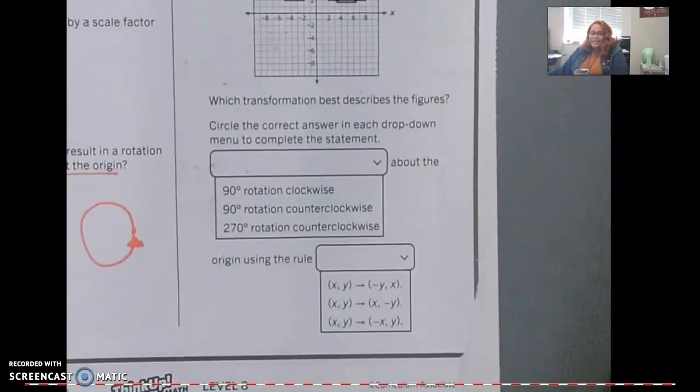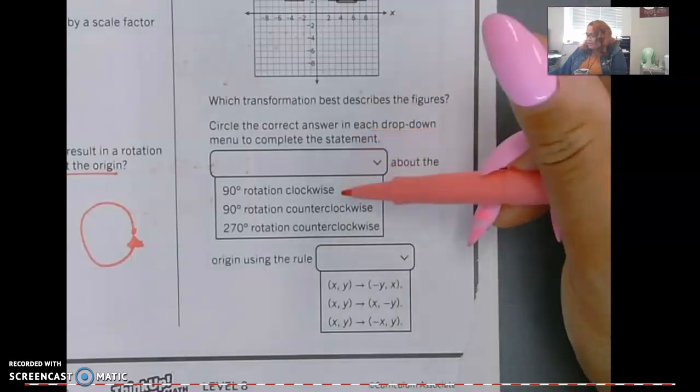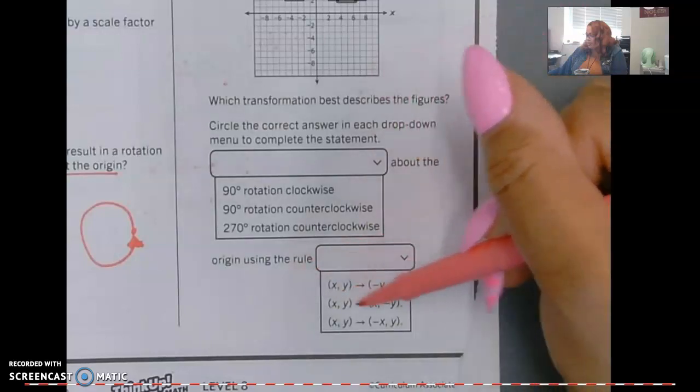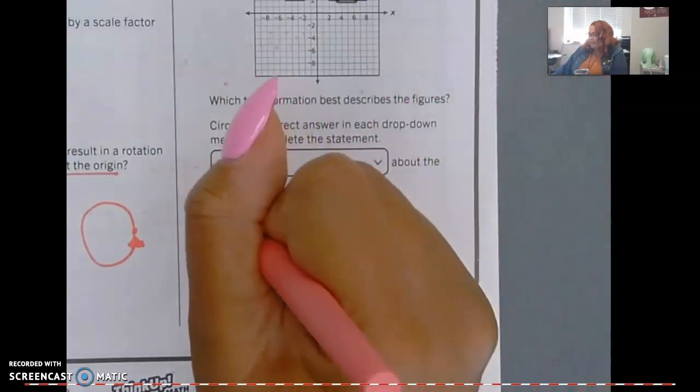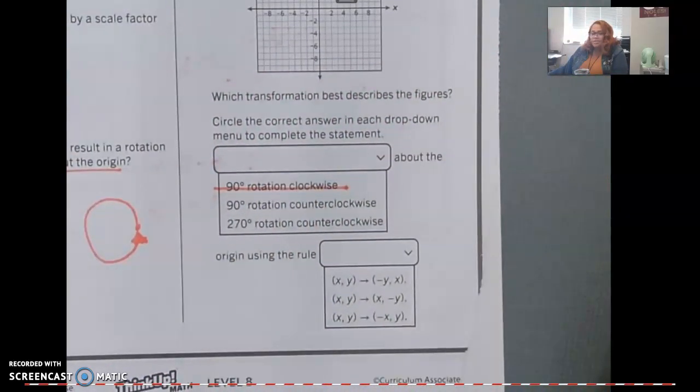Then it says, using the rule what? So what or which rule would be applied here? Now we said it was counterclockwise, so that one should be ruled out completely. Okay?